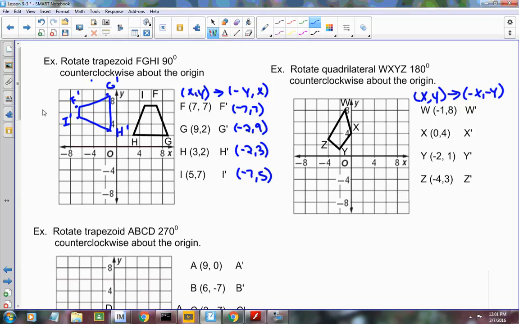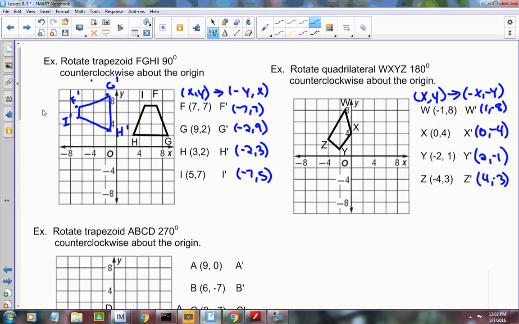So my W prime would become a positive 1, a negative 8. X prime becomes 0, negative 4. Y prime becomes positive 2, negative 1. And Z prime becomes positive 4, negative 3.